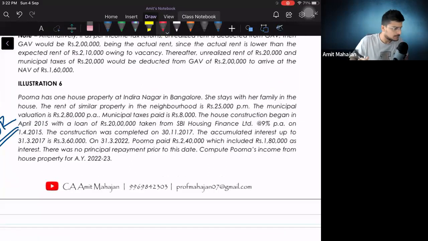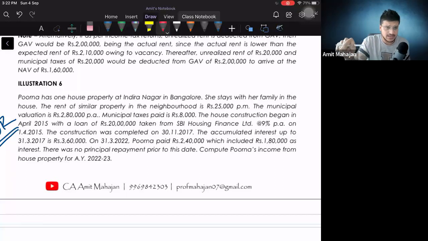Illustration 6. Under section is okay, if you write under section, that will also be accepted. Purna has one house property at Indira Nagar in Bangalore. She stays with her family in the house. That means it is self occupied. The rent of similar property in the neighborhood is 25,000. Municipal valuation is 2,80,000. Municipal taxes paid is 8,000.